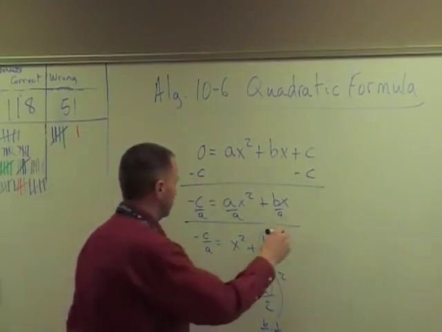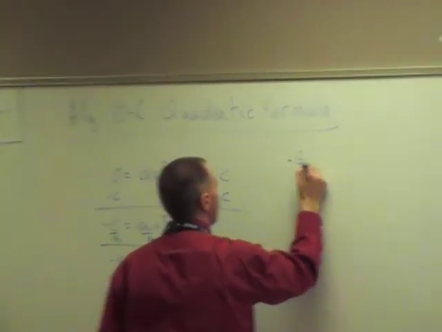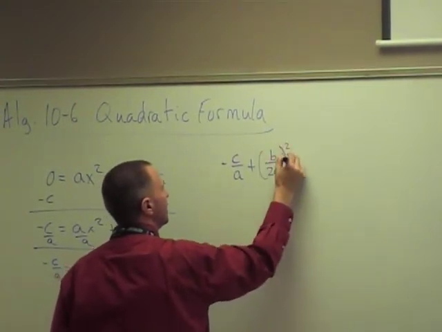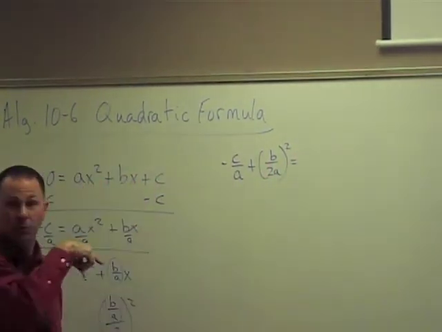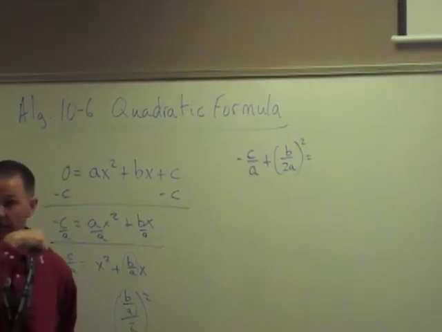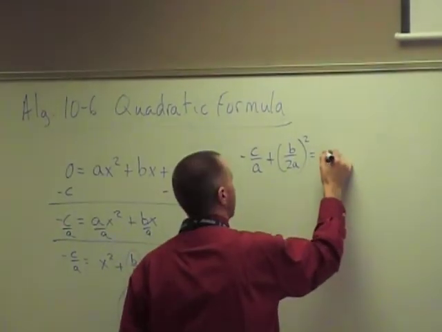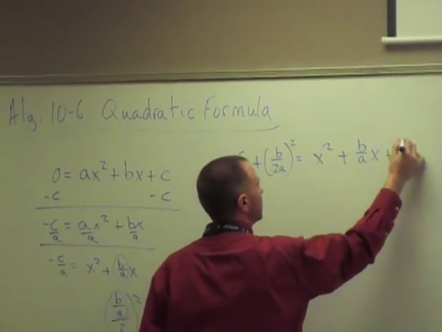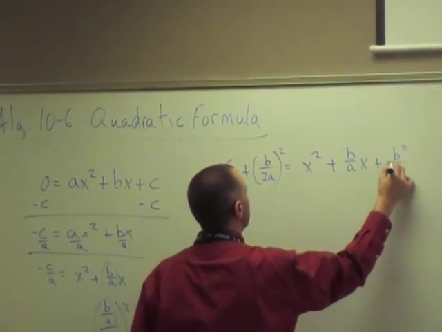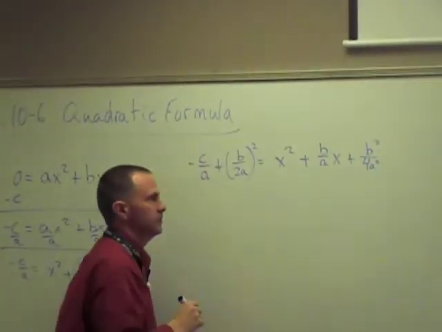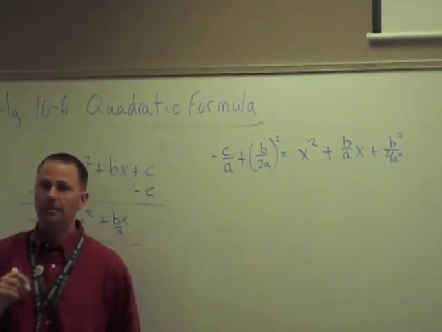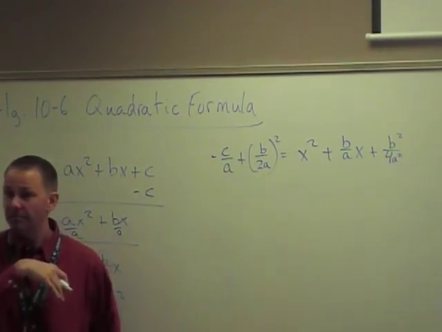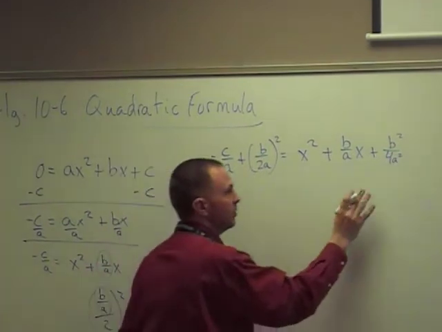So let me rewrite this. We have negative c over a plus b over 2a. We're going to square it here in a minute, because that's what we always do when we're putting it with the c, right? And on the right side we have x squared plus b over a x plus b squared over 4a squared. Do you agree? No. And I said not to do it there, right? Okay, so let's go back.